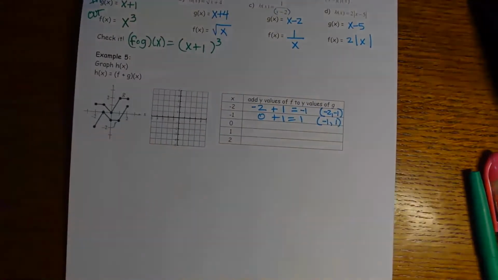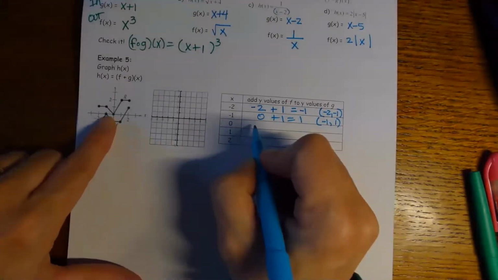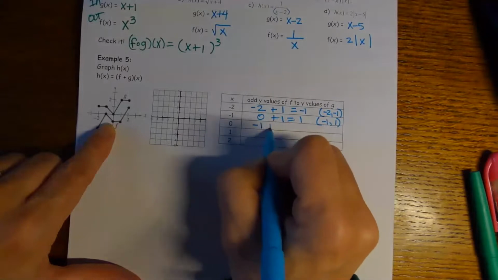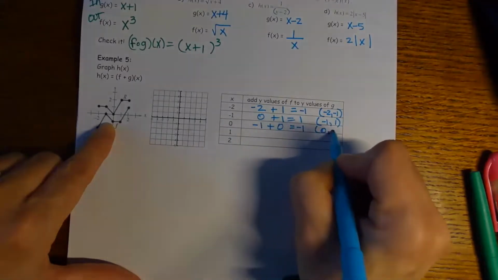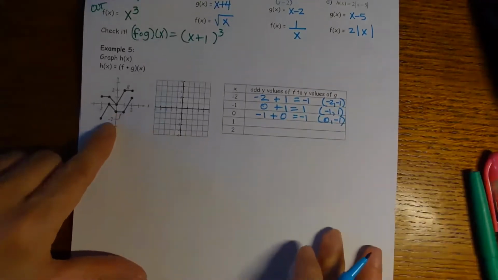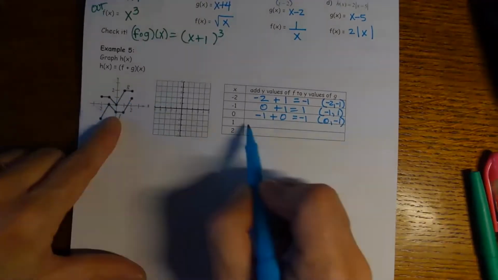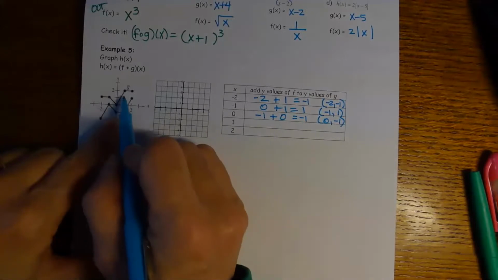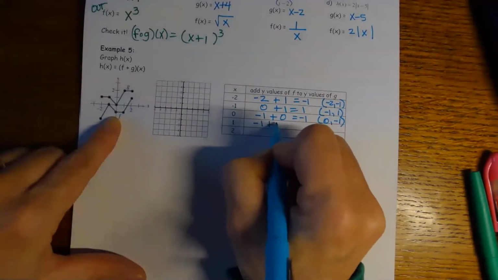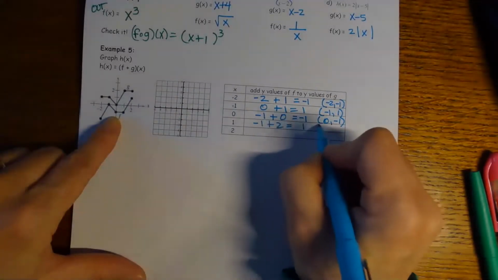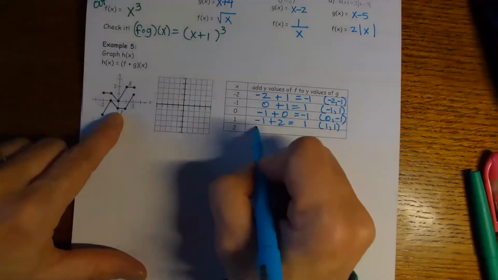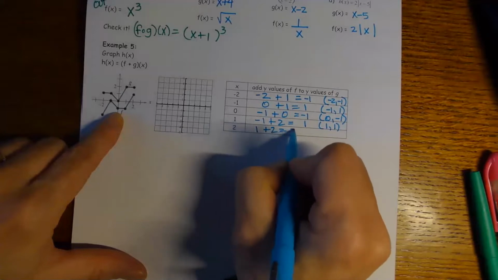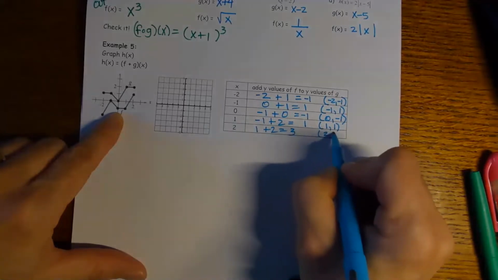The x won't change, correct? We want to know what the new y is. If I go to 0, I get -1 plus 0, which is -1. So I have 0, -1. If I go to number 1, I have -1 plus 2. So my new point is 1, 1. 2, 1 plus 2 equals 3, and 2, 3.